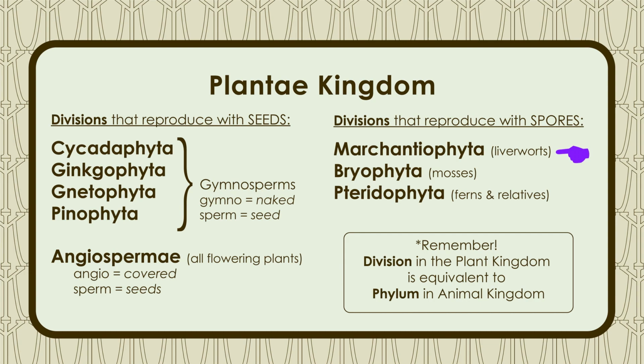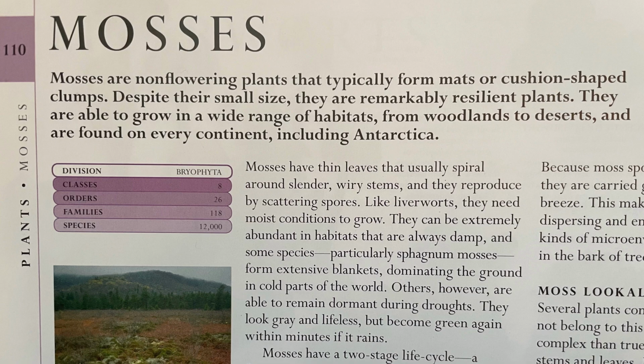So sometimes it's easy and sometimes it's a lot more difficult. So we'll just look at some easy ones first. So we happen to see liverworts. That's the page I already showed you. And mosses is one of my favorites. I love moss. I used to have tons of moss.